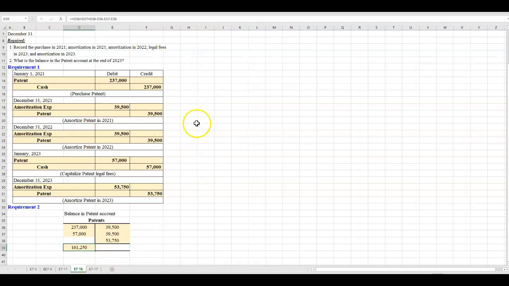The thing to remember about amortization is you have an account called amortization expense. Oops, and I spelled this wrong. I just realized this. And I spelled it wrong all the way through. Amortization.